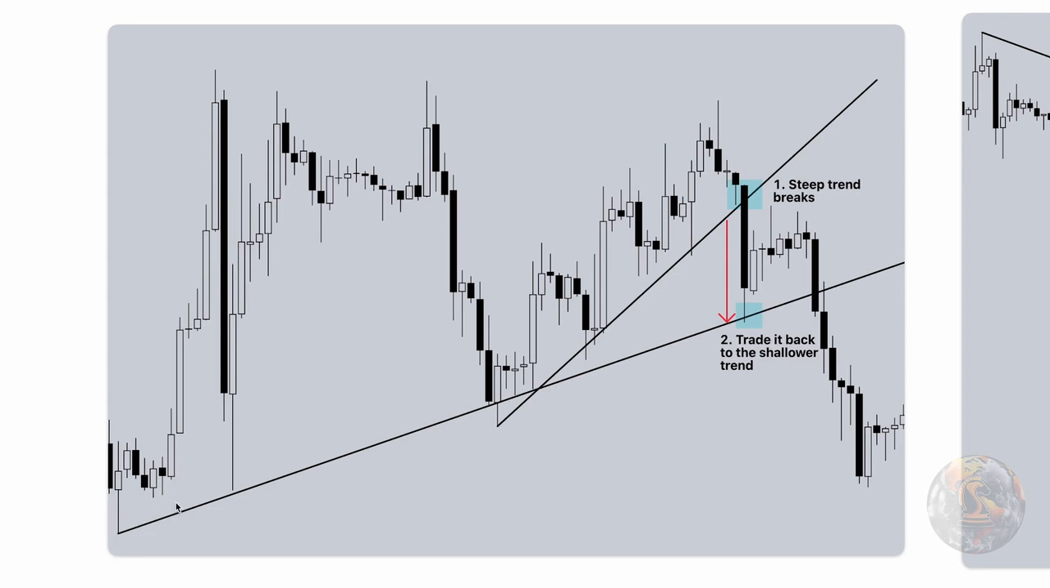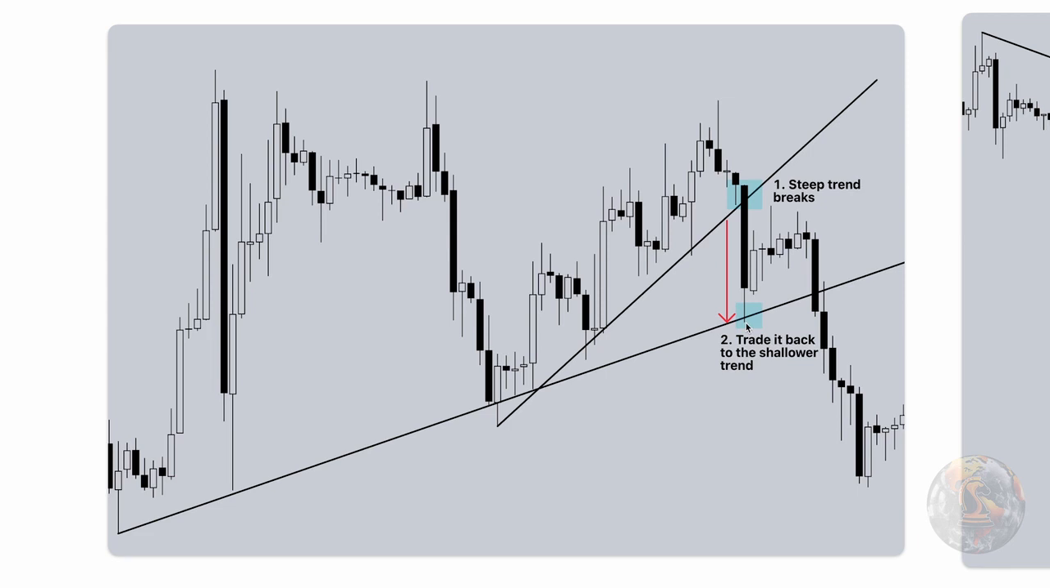So generally, your shallower trend line will be drawn from further back and it will be confirmed with a couple of touches along the way. So you will have this one already marked. You will then notice that a steep trend forms on that time frame. So what do you want to do here? Well, when the steep trend breaks here, you want to trade it back to the shallower trend line.